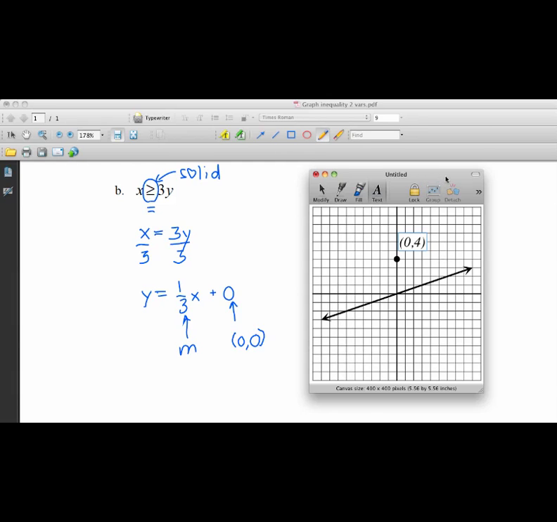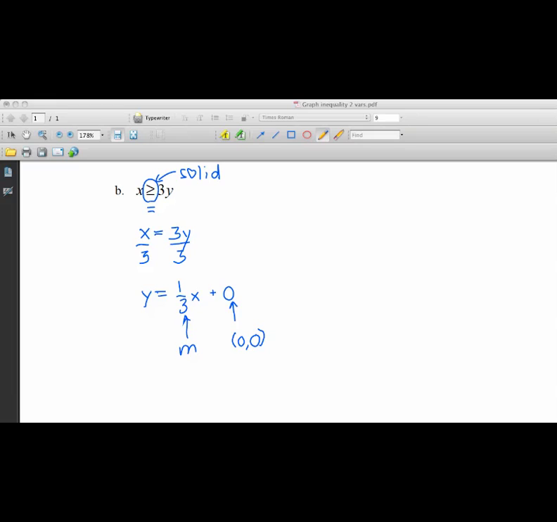So I'll plug in 0 for x and 4 for y in the inequality. x is greater than or equal to 3y. 0 for x, 4 for y gives me 0 is greater than or equal to 12, which we know is a false statement. Because this is false, I'm going to shade away from my test point.